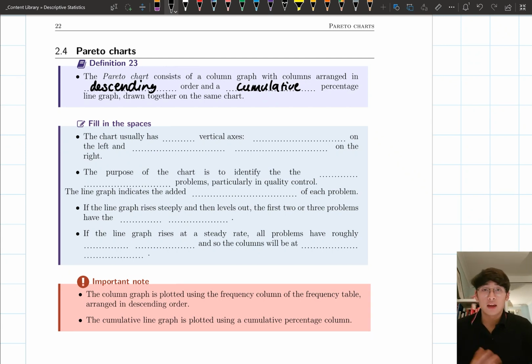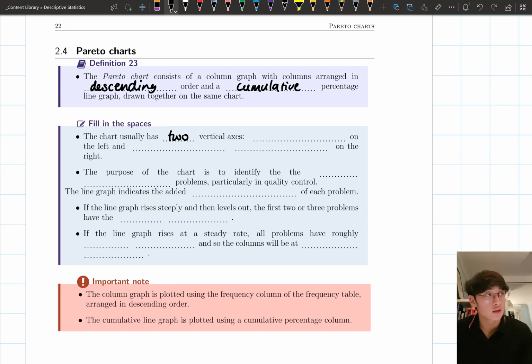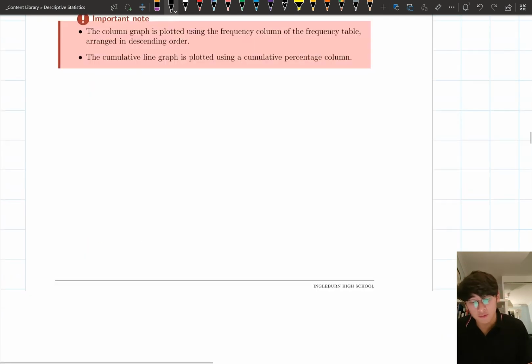Here, there are a few key features that we need to know. So the chart usually has two vertical axes. The first one is my frequencies on the left and cumulative percentages on the right.